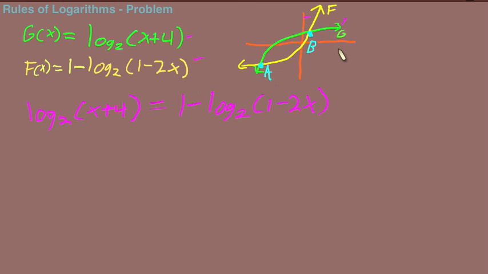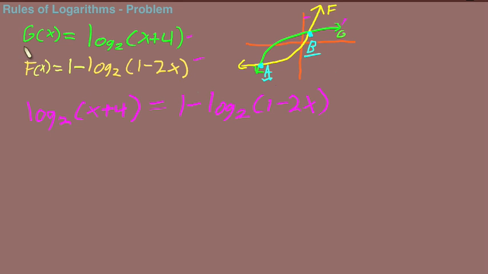Alright, so as I stated in the lecture about the rules of logarithms, we're going to do a practice problem to demonstrate this. This was actually a problem submitted by one of the students of freeacademy.com that I'm going to solve for you. It states you have two functions, g of x and f of x, g of x equaling log base 2 of x plus 4, and f of x equaling 1 minus log base 2 of 1 minus 2x, and you need to find the 2 points a and b where the functions are equal to each other.